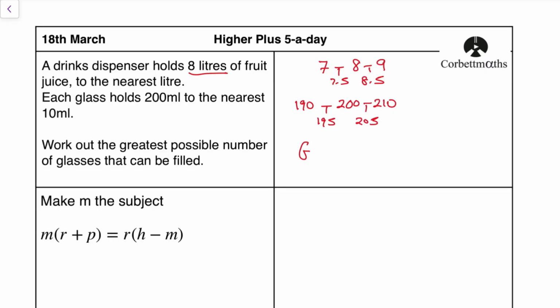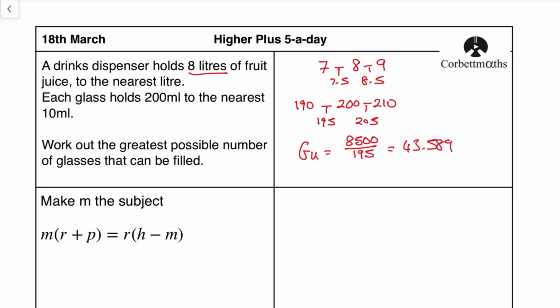Well, the greatest number of glasses, so G for greatest and U for upper, is going to be the most amount of fruit juice, which is going to be 8,500 millilitres, in other words 8.5 litres in millilitres, and divide that by the number of millilitres in the smallest cup, which is 195. And 8500 divided by 195 is 43.589.